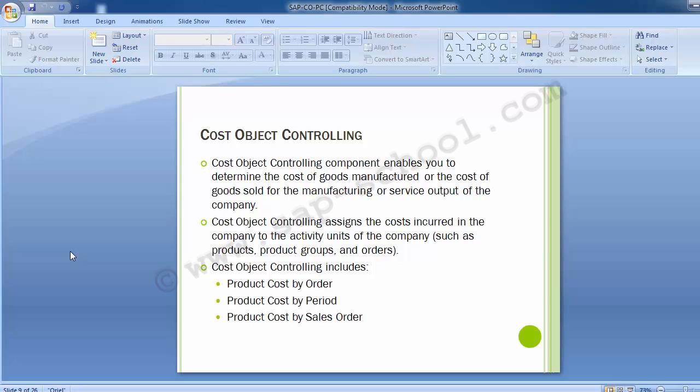So as said, cost object controlling includes product cost by order, if we are producing at order to order level, that is make to order. Then there is product cost by time, where a time period is assigned, and the product cost by sales order. So let's see each of the different types of cost object controlling one by one.